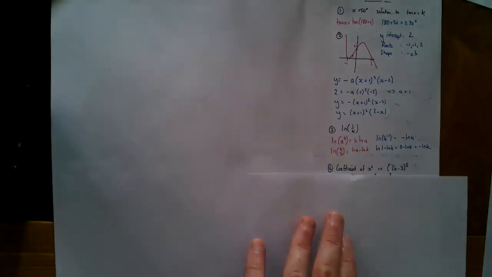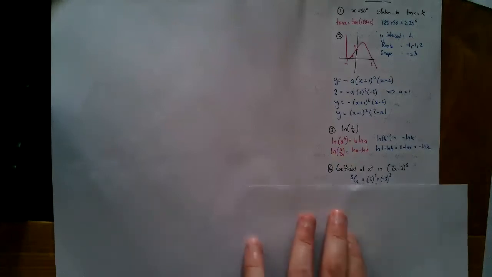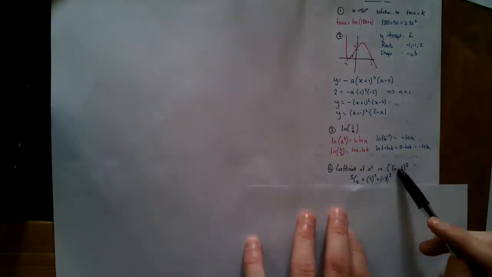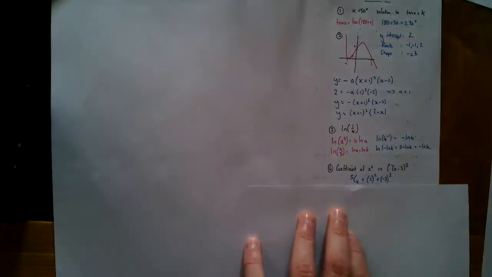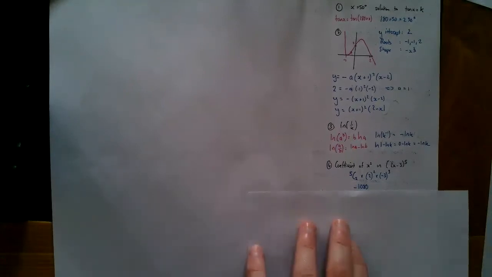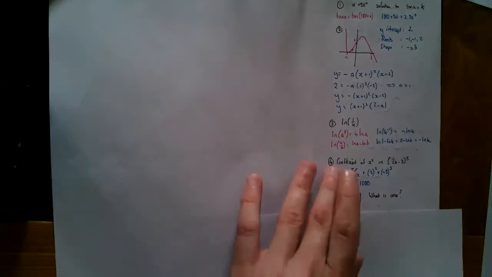Coefficient of x squared, so that means I want 5c2. I want 2 of these, so 2 squared, so therefore 3 of these, so minus 3 cubed. Remember the brackets, and when you type in your calculator, you get minus 1080. And the last one, area of sector, well, the formula is a half r squared theta. Sub your numbers in, type in the calculator, 7.2. Easy as that.